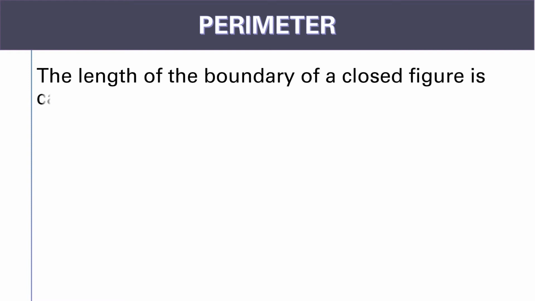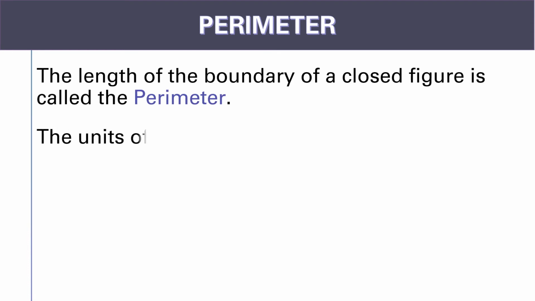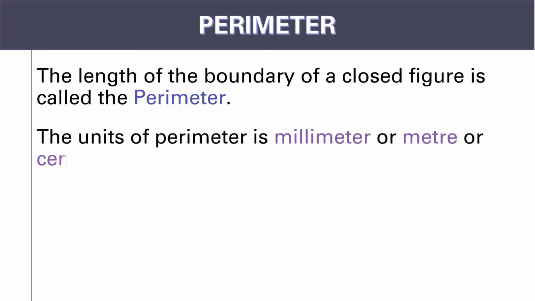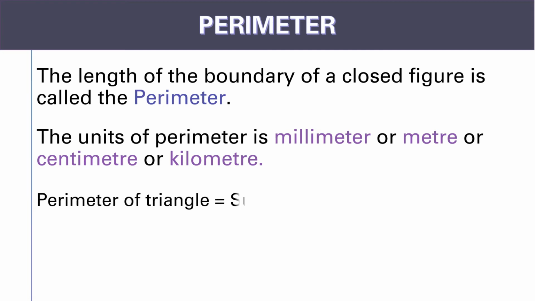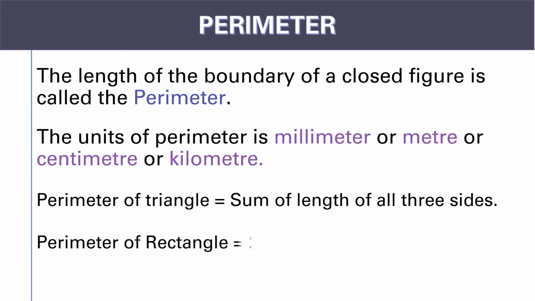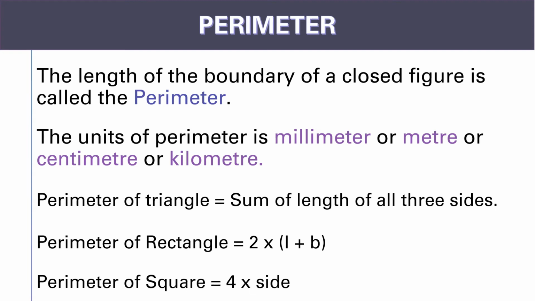In perimeter, you have to remember the length of the boundary of a closed figure is called the perimeter. The units of perimeter are millimeter, meter, centimeter or kilometer. And there are some formulas that we can use to find the perimeter of different shapes. Perimeter of triangle is equal to sum of length of all three sides. Perimeter of rectangle is equal to 2 multiply in bracket L plus B, where L is equal to length and B is equal to breadth. And perimeter of square is equal to 4 multiply by side.